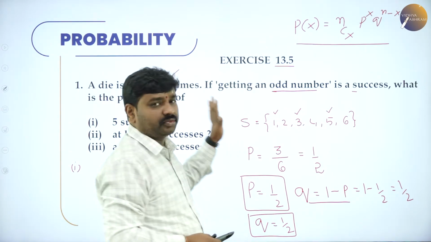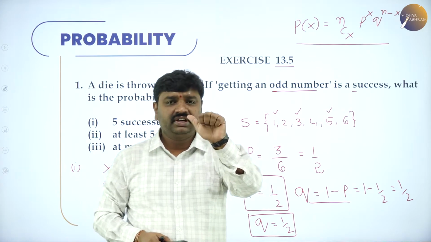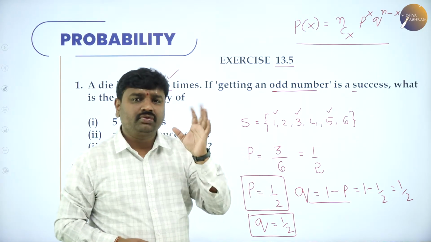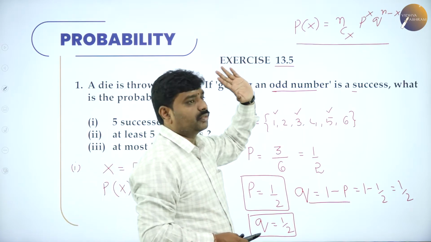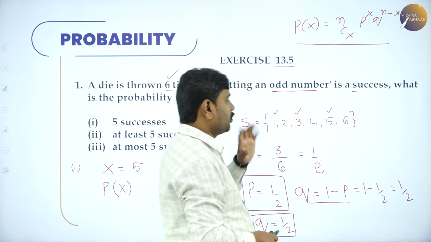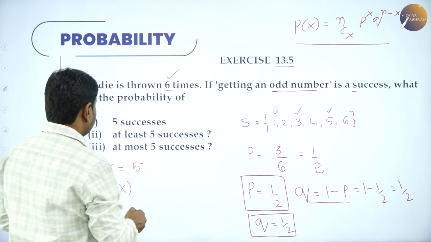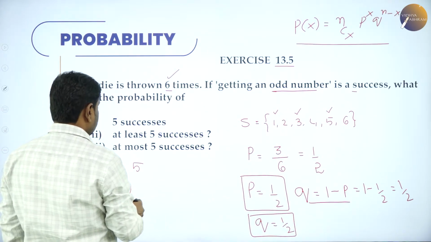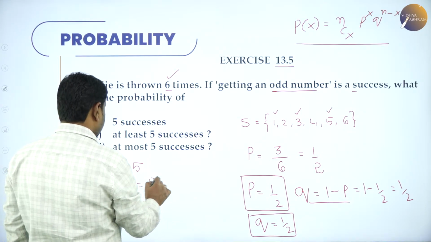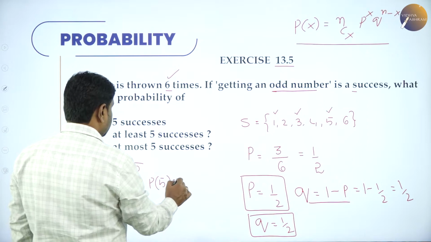Now these are Bernoulli trials because you are tossing 6 times. 6 is finite and each trial is independent of the other and each trial has 2 outcomes. Therefore, Bernoulli trial. So we can use this formula. P of X is nCx P power x Q power n minus x. P means probability of success. Here 5 success means X is 5. So 5 times getting an odd number. So P of 5 we need. What is P of 5?